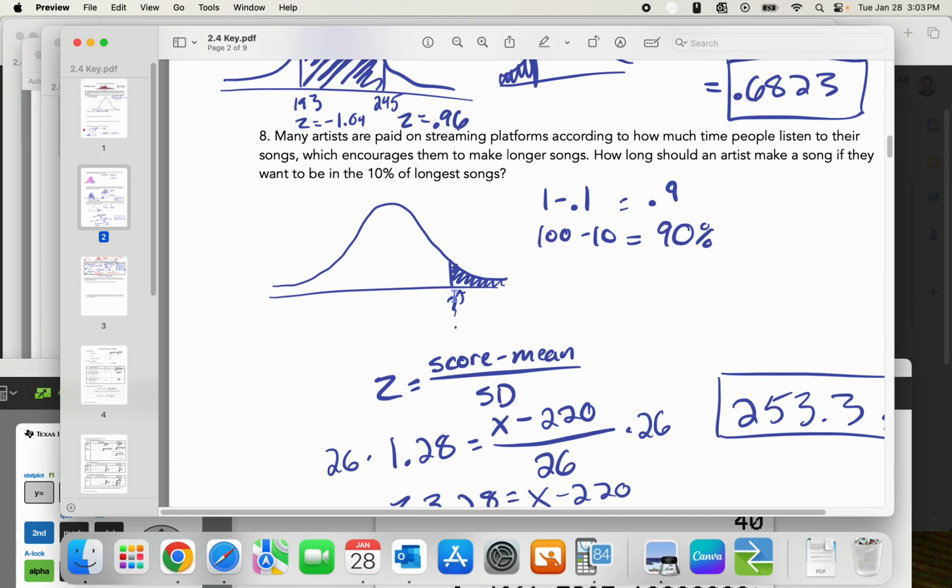Lastly, we have this final type of problem. This one asks, what would a song length be if it was the top 10% of longest songs? So that's going to give us an area, and now we're looking for a z-score and eventually the actual song length. So we're going to take that area, 0.1, and we're actually going to find the area to the left of that. We're always going to find the area to the left of what we're looking for. So if 0.1 is on the right, then 1 minus 0.1 leaves 0.9 to the left.